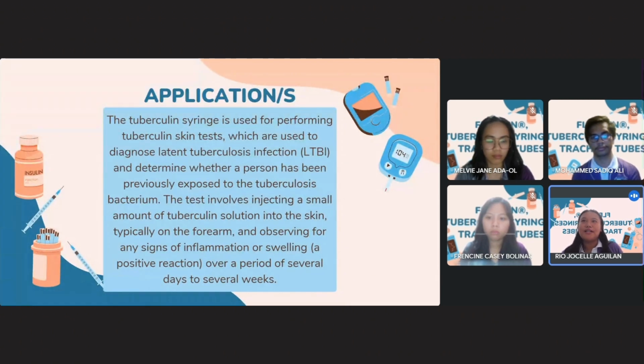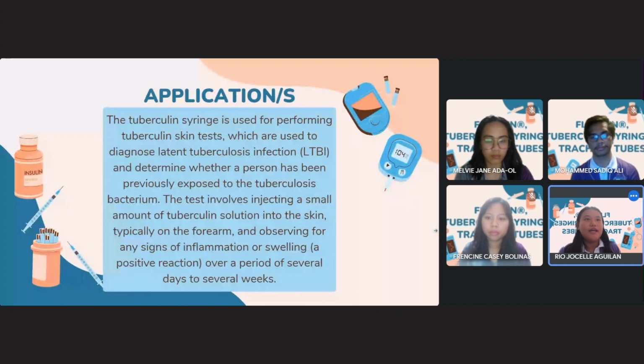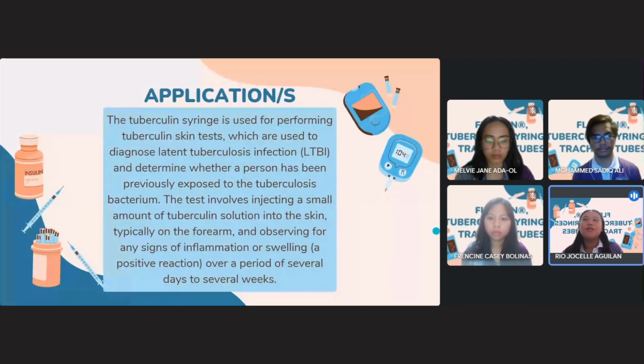which are used to diagnose latent tuberculosis infection and determine whether a person has been previously exposed to the tuberculosis bacterium. The test involves injecting a small amount of tuberculin solution into the skin, typically on the forearm, and observing for any signs of inflammation or swelling, which is the positive reaction, over a period of several days to several weeks.